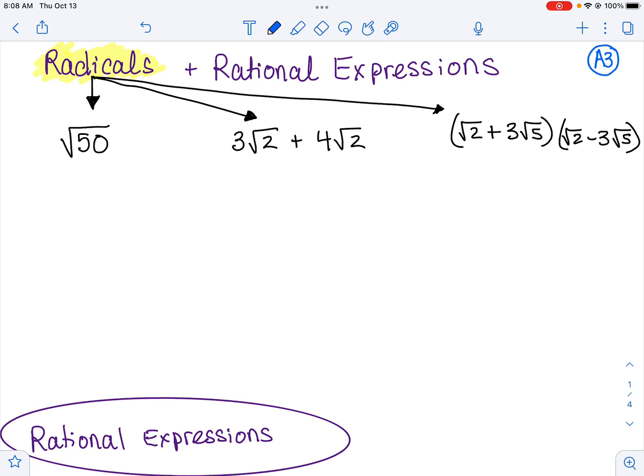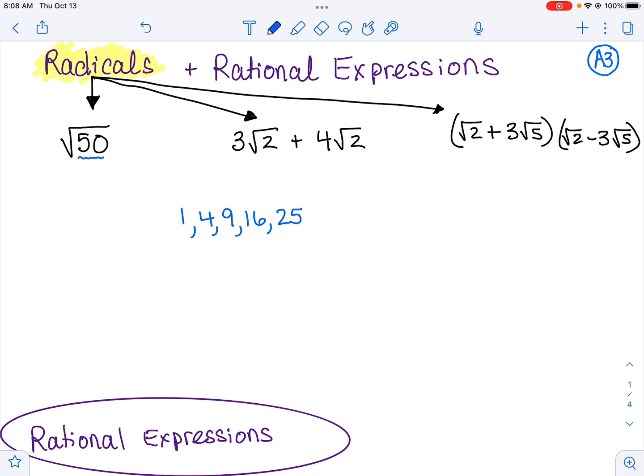So if we have the square root of 50, we want to put the radical into lowest terms, like into its most simplified form. So what we're going to do is look for perfect squares inside of that radical. Perfect squares are things that you can square root and get a whole number. So like 1, 4, 9, 16, 25.